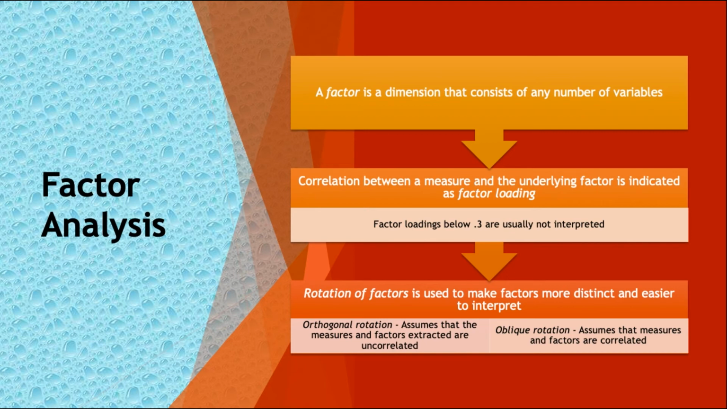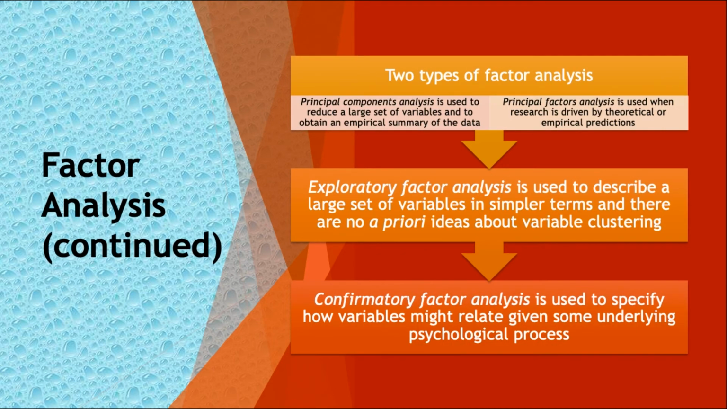In oblique rotation, the angle between the axes, as well as the orientation of the axes in space, may change. Oblique rotation assumes that your measures and factors are correlated. If you have good reason to believe that your measures are correlated, oblique rotation may be a better choice than orthogonal rotation.